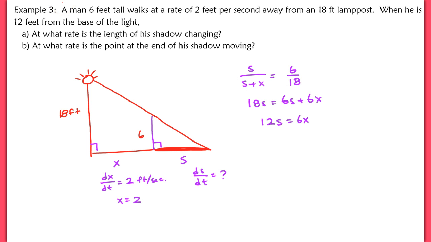All right, now if we differentiate this equation with respect to time, we're going to have 12 times ds/dt equals 6 times dx/dt.